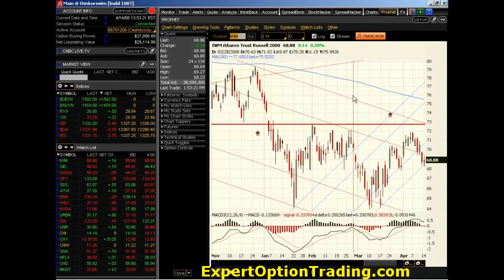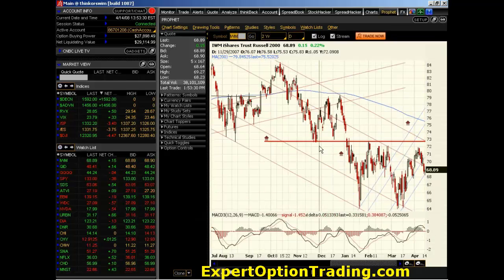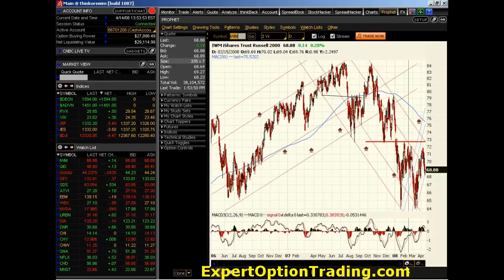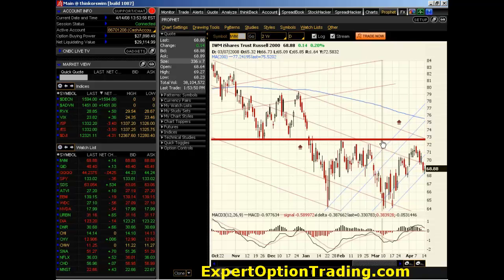Now, what we have right here is major overhead resistance right around the 73 area. Like I said, I don't like to predict price, but support and resistance areas are important, as well as channels. And I've looked at the channel here, and we're definitely in a downtrend channel. Going back to maybe August, we had this big sell-off, and then we've just kind of been trading and trending down ever since. So what I want to do is take a look at the major resistance and support areas. Right around the 73 area is a major resistance area.